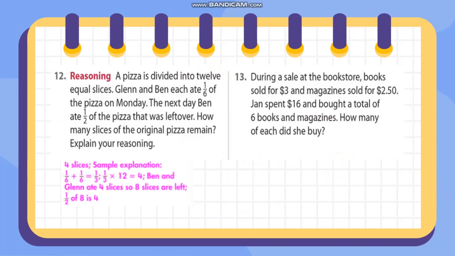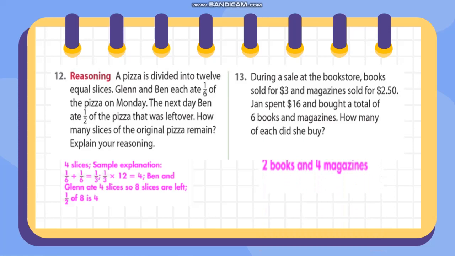Next, question number 13. During a sale at the bookstore, books sold for $3 and magazines sold for $2.50. Johnny spent $16 and bought a total of 6 books and magazines. How many of each did she buy? So the possible answer is 2 books and 4 magazines.